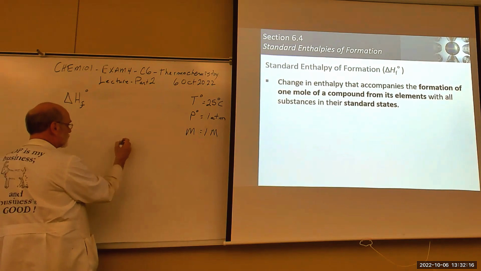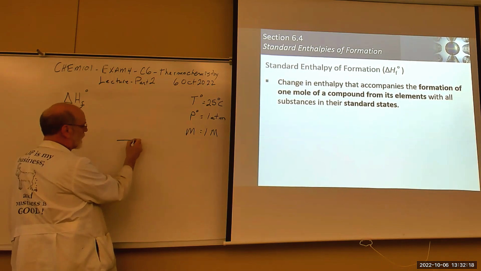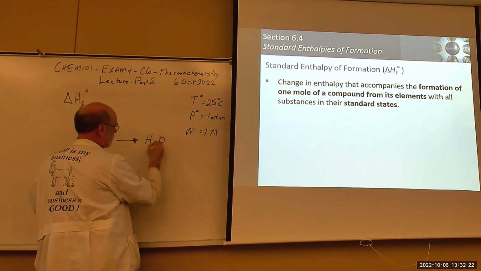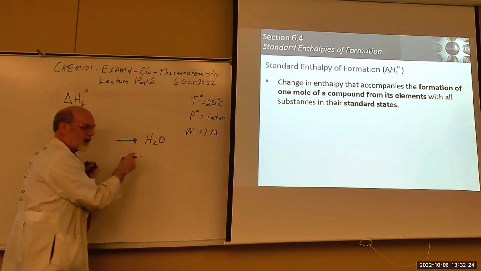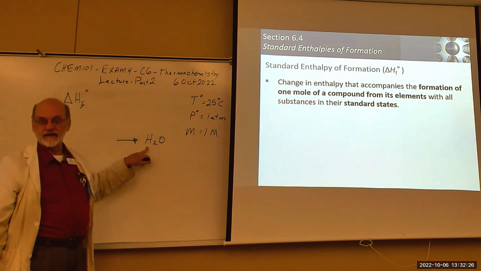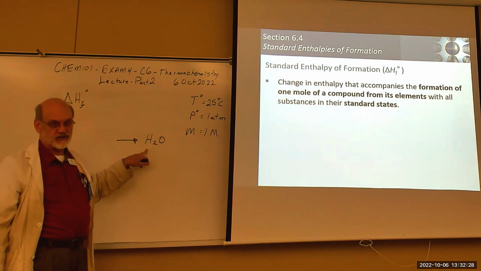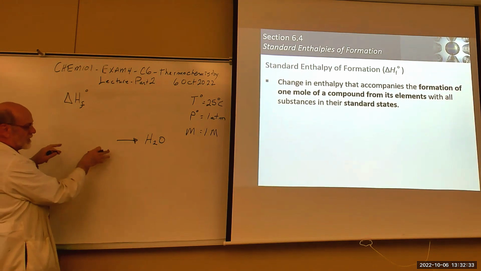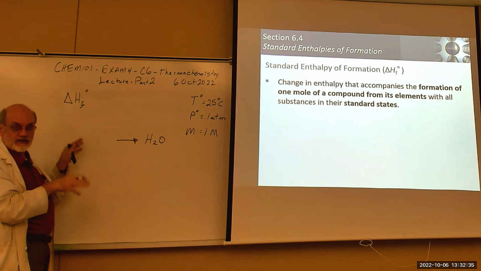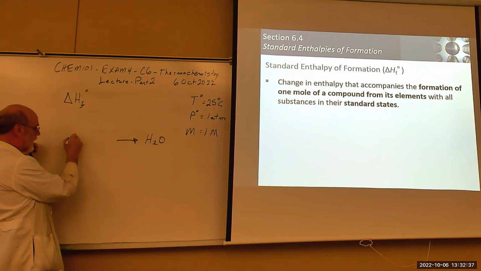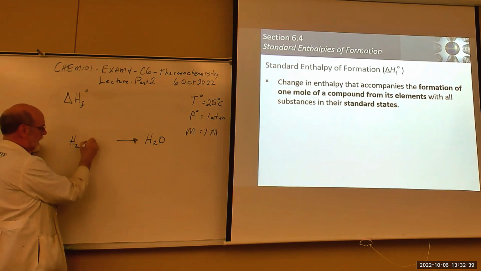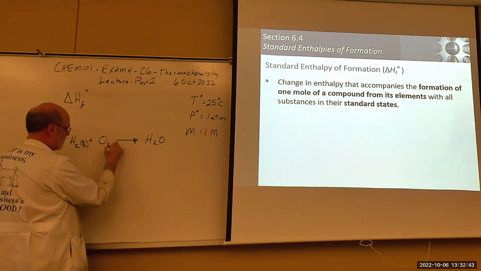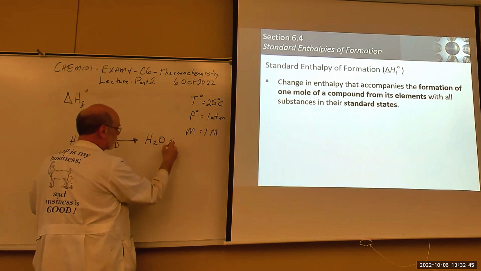So on this side, you write the compound. Say our compound is water. 1 mole of that compound is on this side. That's fixed. Can't change it. So how did you get there? You used elements in their standard states. Right? Use hydrogen and oxygen in their standard states. And at that temperature, this is a liquid.